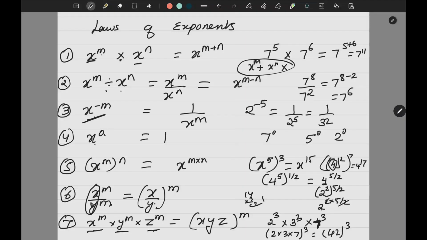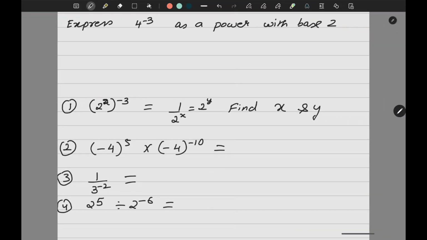You have to remember it, and when you do the question, always remember when you are applying a certain formula, in brackets you should mention the formula. Okay? Now let's see the questions. My first question says express 4 to the power minus 3 as a power with base 2. Please students pause the video and do it yourself and then put it on and then check the answers. Okay? Now let us see the solution.